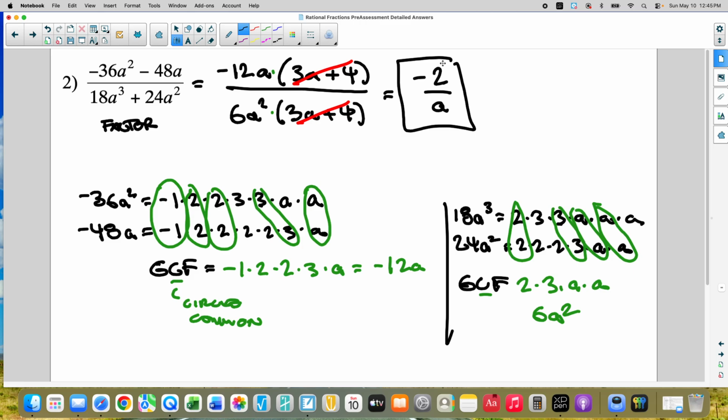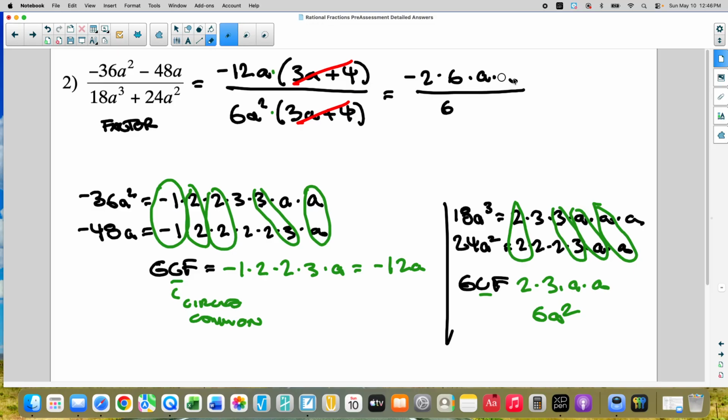Yep, that's good. You could have broken up the negative 12a. You could have done this. We'll take our time and do that. You could have broken negative 12 into negative 2 times 6 times a over 6. Sorry, there's only one a. I'm getting sloppy. Sorry. Times a, and this would cancel, leaving us with a very clear answer of negative 2 over a.